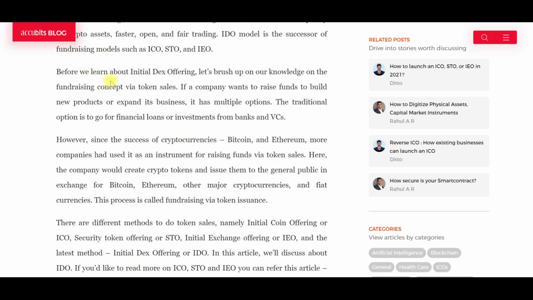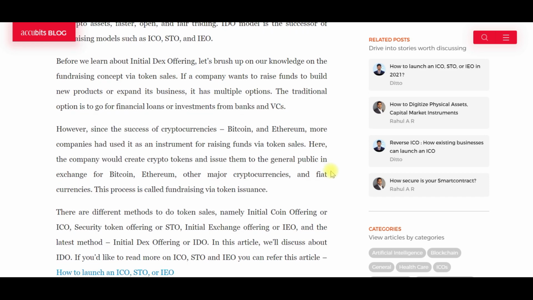Before we learn about initial DEX offering, let's brush up on our knowledge of the fundraising concepts via token sales. Back then, if someone wanted to fund a project in 2017, they gave out their token in the form of an ICO. They create a platform, a website, and you donate your major currencies, like Ethereum or Bitcoin or Litecoin. They take your coins and then they give you tokens. That is what ICOs were all about then.